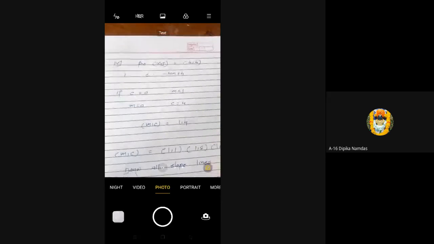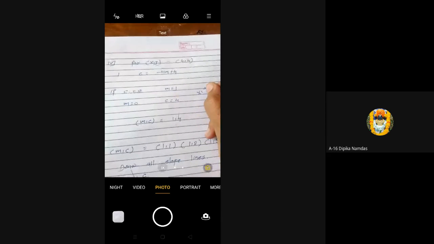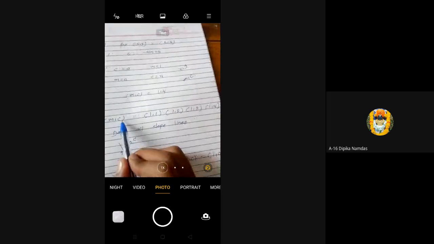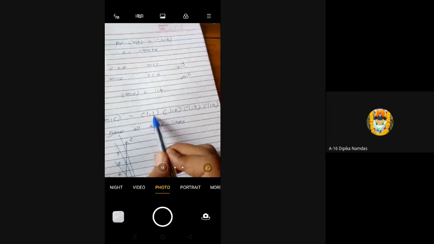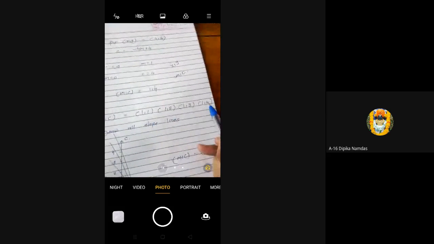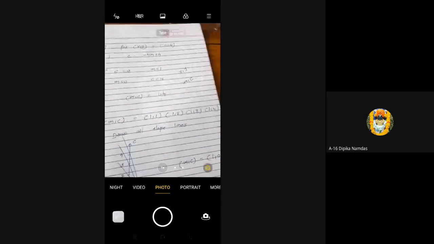How we can convert the xy coordinate into m comma c coordinates. Okay, here we got the m comma c coordinates as 1 comma 1, 1 comma 2, 1 comma 3 and 1 comma 4. Up to this, everyone clear? Yes, it is clear.